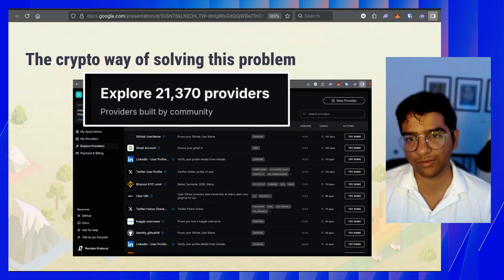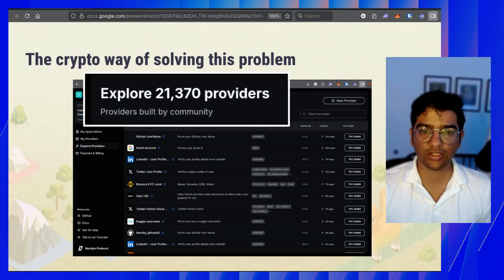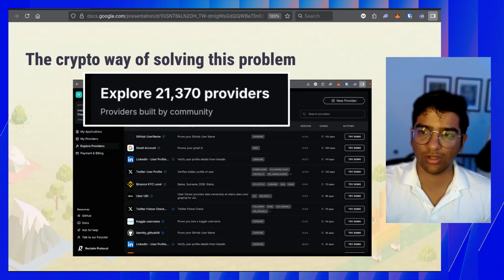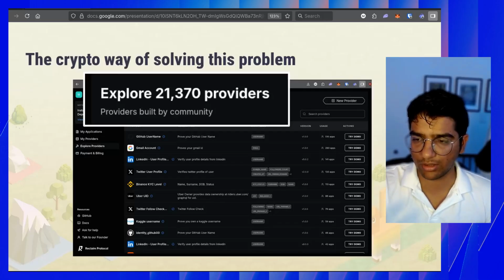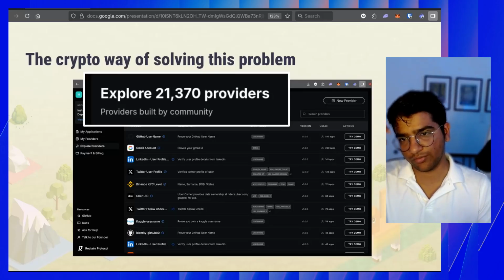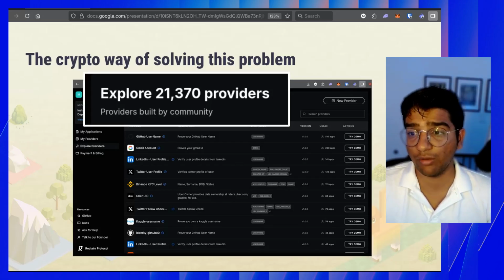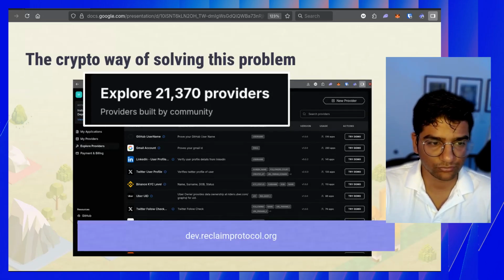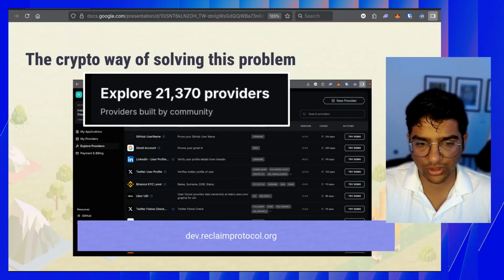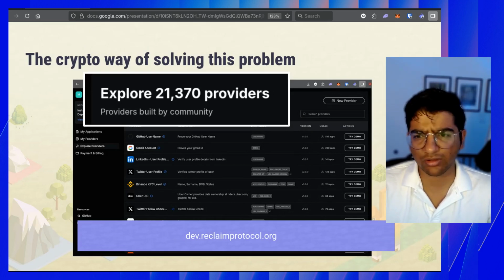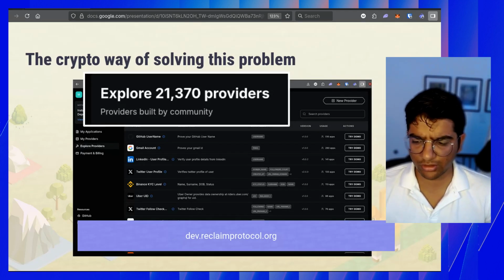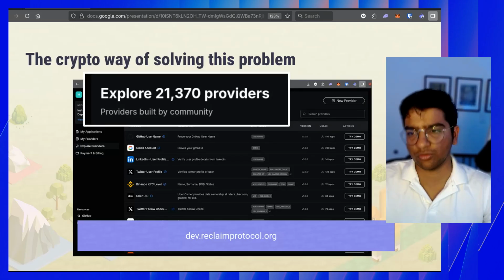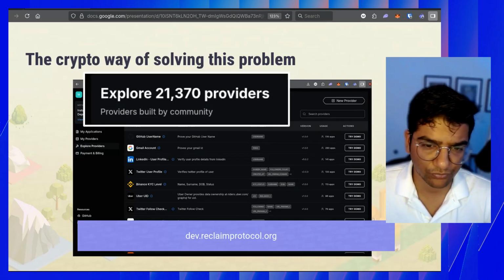But the real problem I want to highlight here is that we need more and more issuers to be supported. We need to be able to verify more and more data. And for that, we need this tight coupling of the issuer and the data for more and more sources. Of course, you can go check this out at dev.reclaimprotocol.org. Either you can contribute new providers, or you could just use existing providers to build new products.